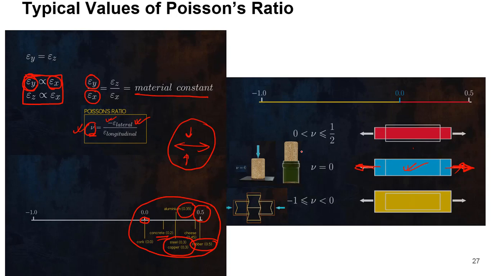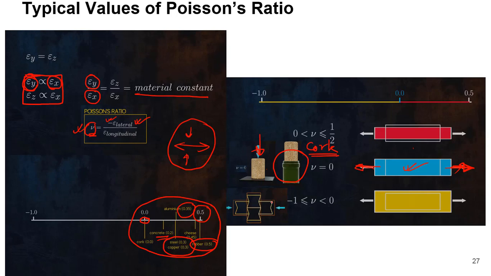One example is cork. You can see that cork has that property: you are giving the compressive load but its diameter is not increasing, and that is why it is suitable to fit within a bottle cap.